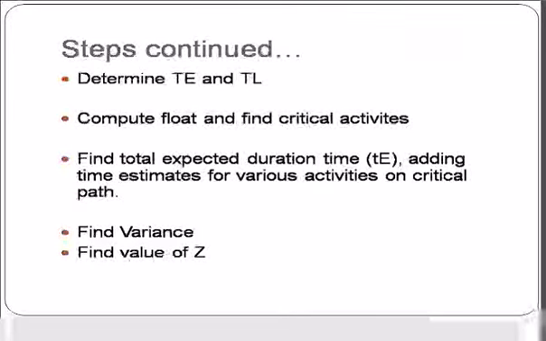The next step is finding the probability. Find the probability of finishing the project by some fixed target using the table of normal distribution. That is, find the value of Z. Z is obtained by due date minus expected date of completion, divided by standard deviation. These are the steps followed for the program evaluation and review technique.